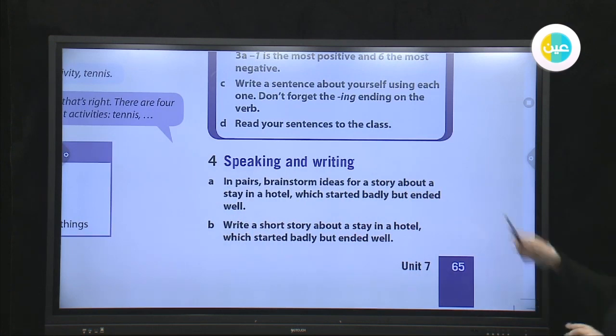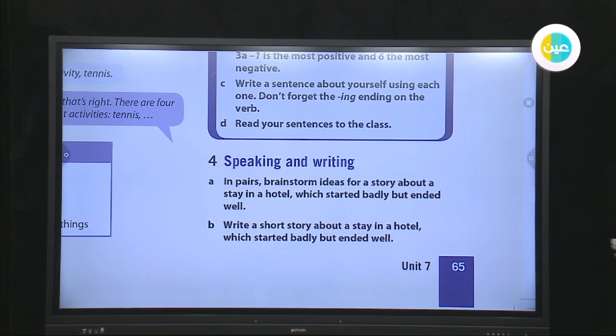Brainstorm ideas for a story about a stay in a hotel. Imagine you are staying in a hotel which started badly but ended well. Imagine that you went to a hotel, and your story starts badly but ends well. I will give you a small example of the beginning. Last summer, we visited Al Taif. When we arrived there, we discovered that our reservation was wrong. They had booked wrongly. The arrival date was wrong.